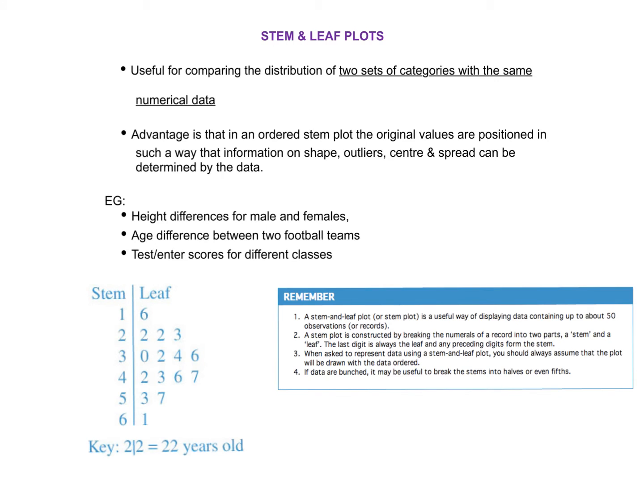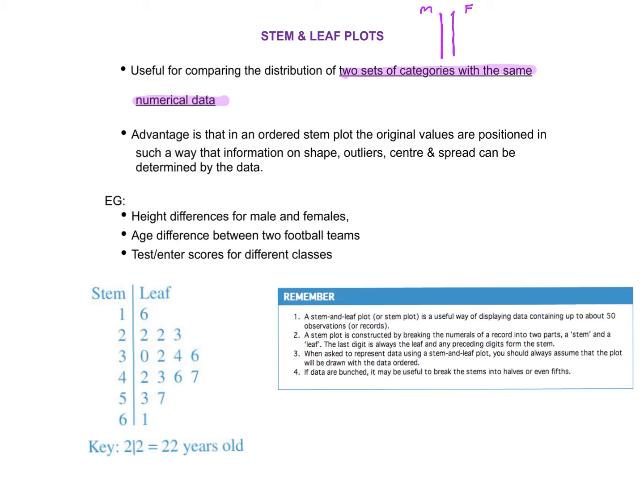Okay, so today we're looking at stem and leaf. A stem and leaf we'll see mainly as a back-to-back stem and leaf plot, and it's good when you have two sets of categories with the same numerical data. So you might have, say, the heights of all the staff members here, and you might have females on this side and males on the other side.